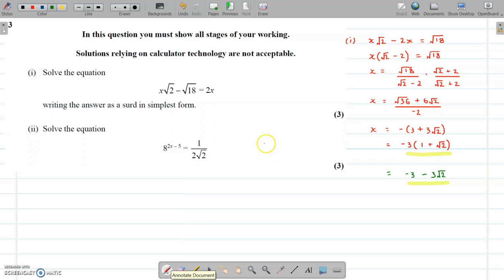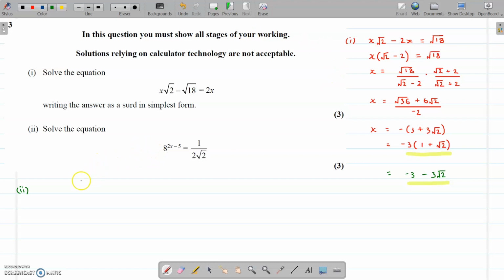Okay, now part 2 is a problem, you might look at that and think, oh, well, that could be done with logarithms. Well, actually it could, but you need to be mindful of this instruction about relying on calculator technology, because if you use logs, you're going to have to take logs of both sides in some base. You could put the 2x minus 5 to the front, and then you could divide the log of 1 over 2 root 2 by the log of 8, and then solve the equation 2x minus 5 equals that number. It does work out quite nicely, but it's relying on the calculator.